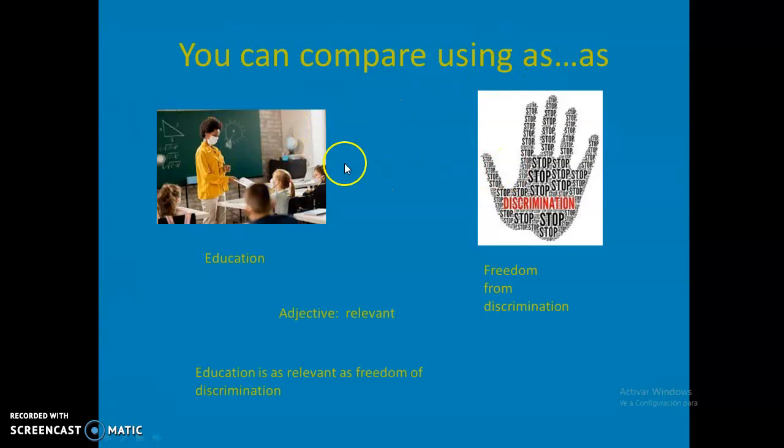We have the last example. We have in the first picture education, and in the second picture freedom from discrimination. The adjective that we are going to use is relevant, and the sentence could be like this way. Education is as relevant as freedom of discrimination. Okay? You can write in the comments the negative form of this sentence.